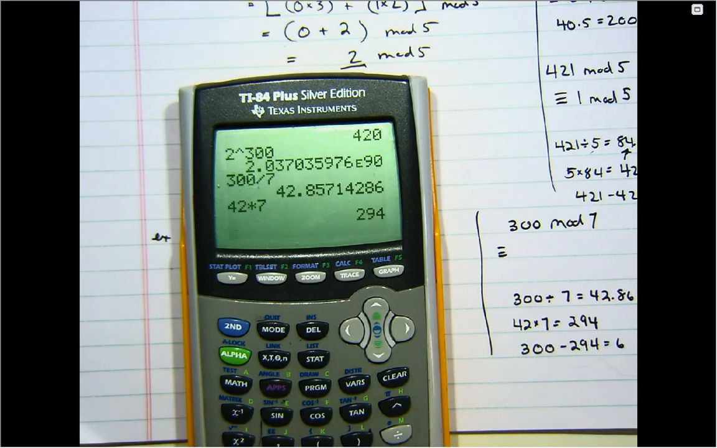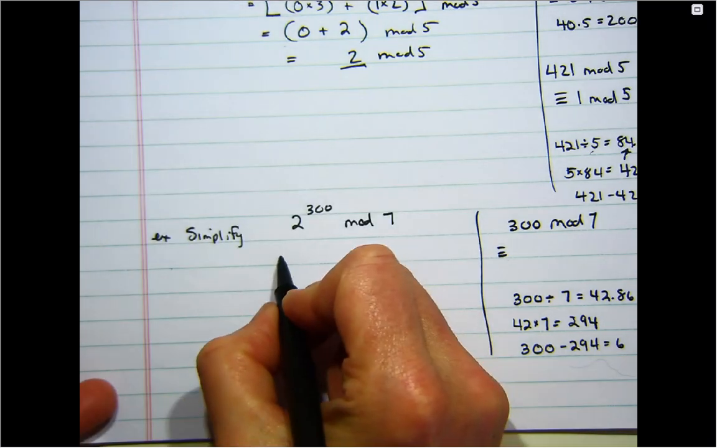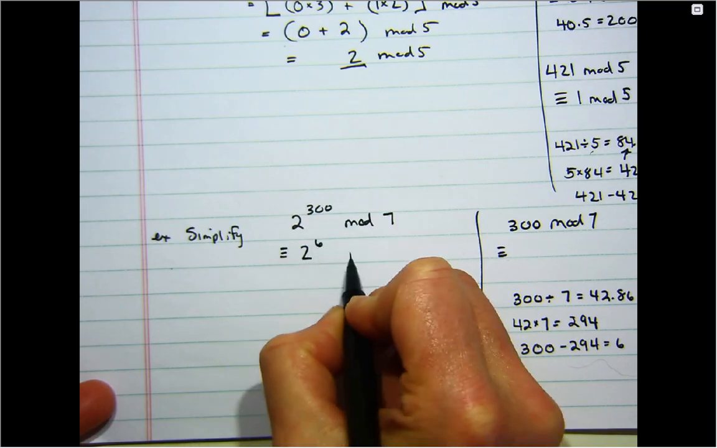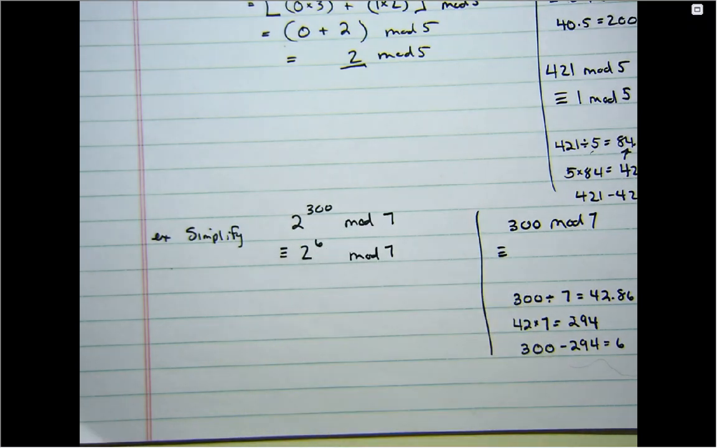Remember, this was just like when we were calculating what day of the week a particular day of the year fell on, and we were just taking out multiples of 7 to take out weeks. Well, we're doing the same thing with just multiples of 7 where they're not representing anything. So we take out 294, which is 42 multiples of 7, or 42 weeks, and that leaves 6. So 2 to the 300th mod 7 is equivalent to 2 to the 6th mod 7.